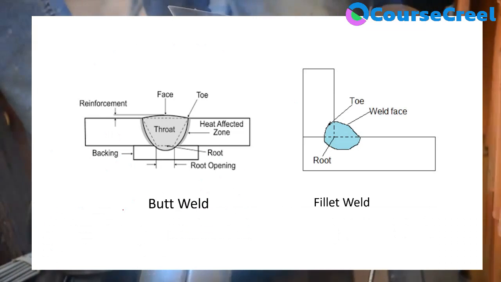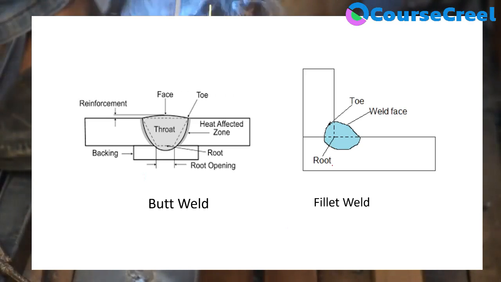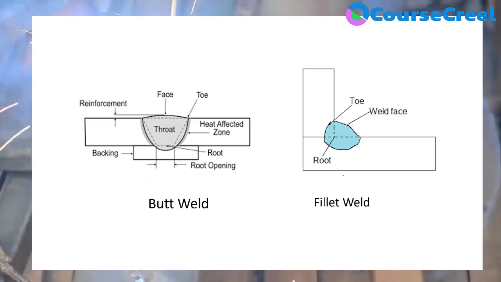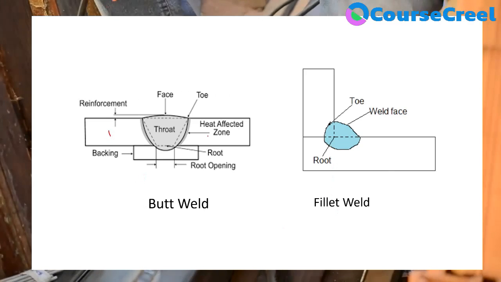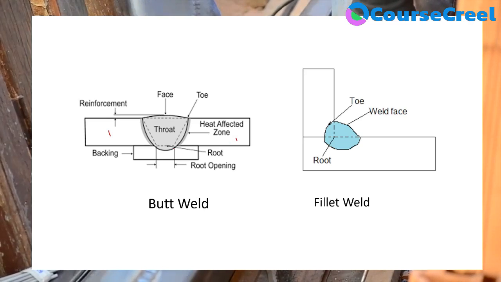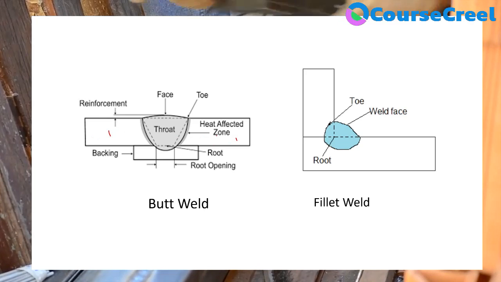Here we have two types of weld. The first diagram represents a butt weld and the second diagram represents a fillet weld. In the butt weld, you can see two parts. This is our first workpiece and this is our second workpiece, and both the workpieces we are going to join. So these are called the base metals.